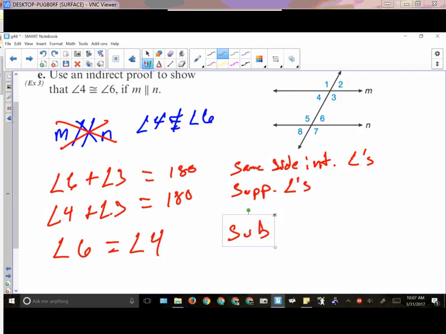There we go. So if we assume that they weren't parallel to begin with, I wouldn't have been able to use the same side interior angles because that only works if lines are parallel. So if I assume that 4 and 6 aren't congruent to begin with, there we go. Now, could I have just gone through and said, hey, you know what? 4 and 6 have to be the same because of alternate interior angles. Would that even have been quicker? Yeah. It all depends upon what rules you see.